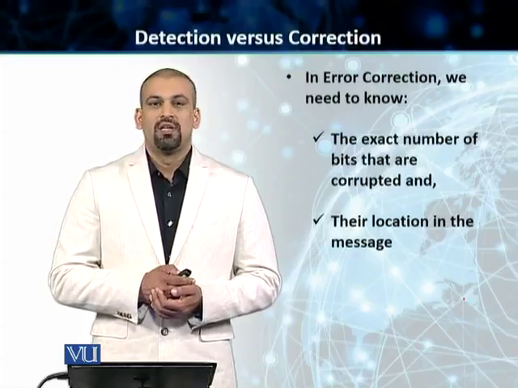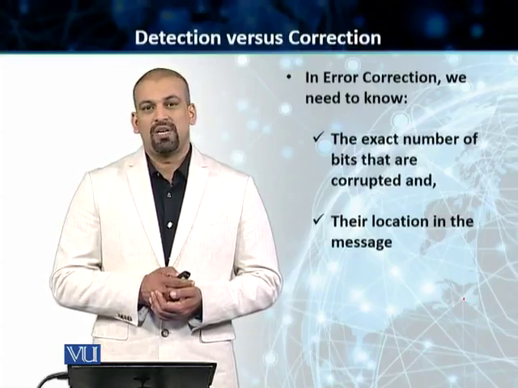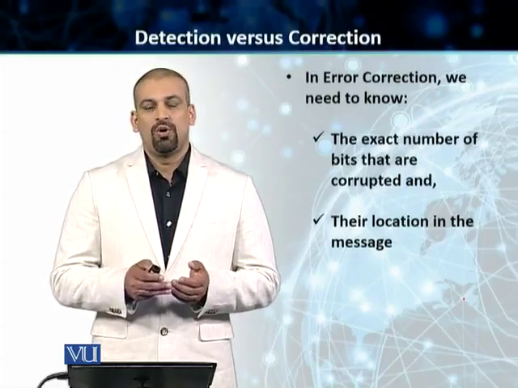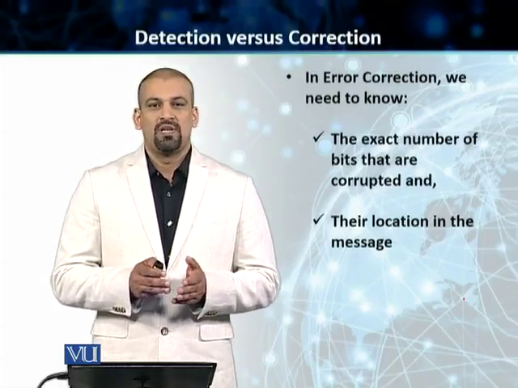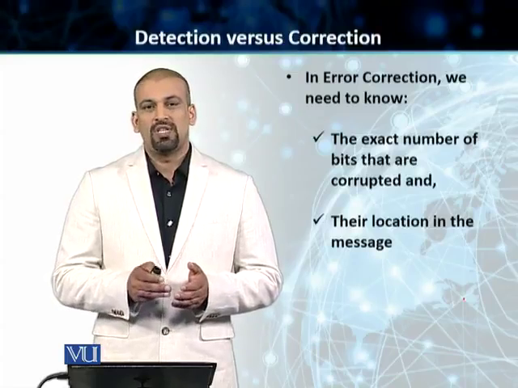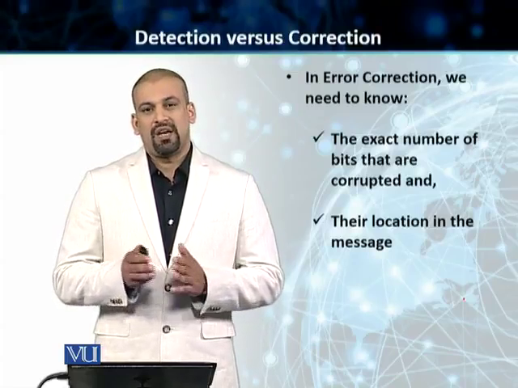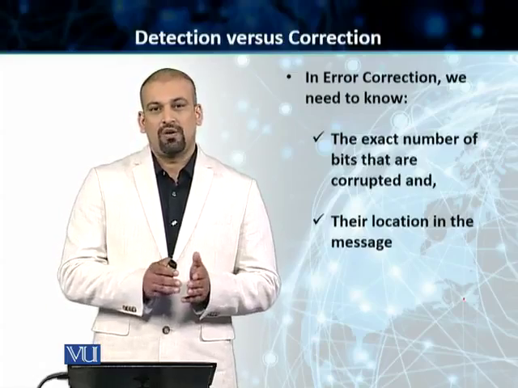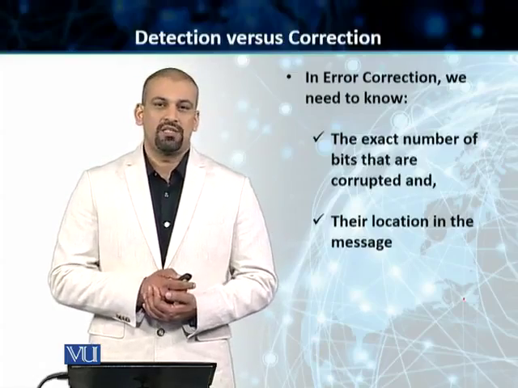Task is humongous. The correcting mechanism needs to be very sophisticated, and it needs to make sure that the exact location of these bits is known to the receiver. And not only that, the correction mechanism is in place so that it can go, it can find that location, it can fix those errors as well.